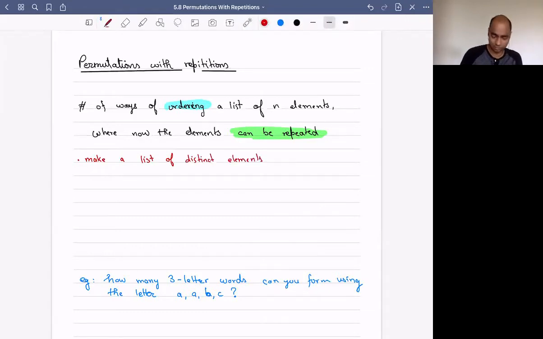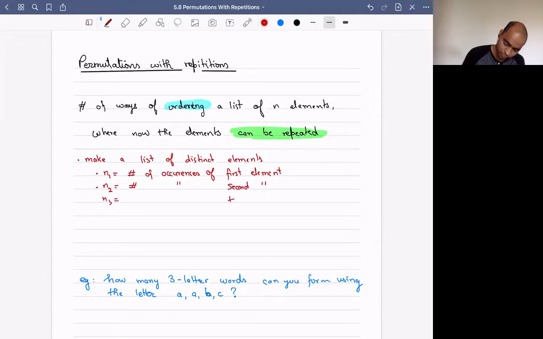And then you ask, how many times does the first element come? Then how many times does the second element come? And so on. So you make a list of all the elements and their number of occurrences. And the final answer is n factorial over n1 factorial, n2 factorial, n3 factorial, and so on.